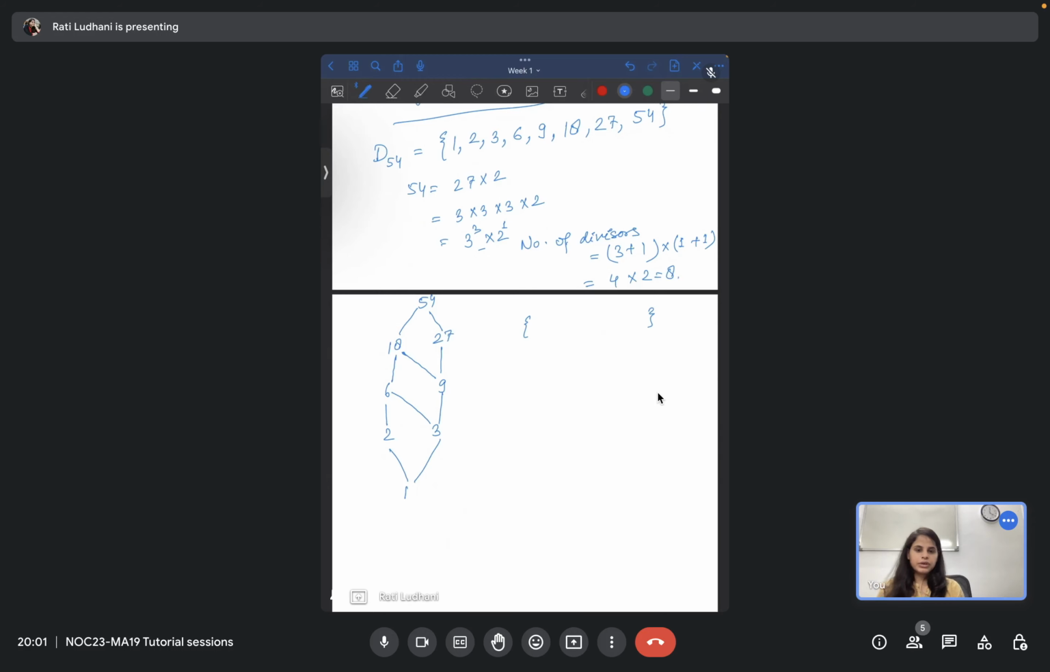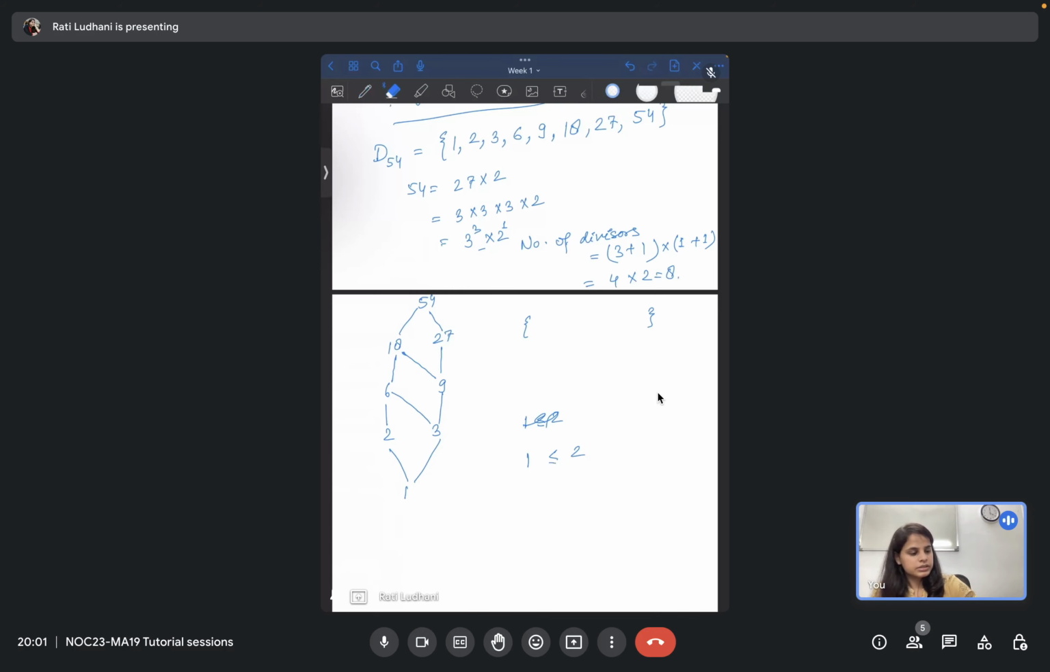Chain means everything should be related, like all the pairs should be comparable. So whenever you take two elements, there should be a relation between them. Why do we call it a chain? For example, you have 1 is less than or equal to 2. You have taken 1 and 2. There should be a relation, right?